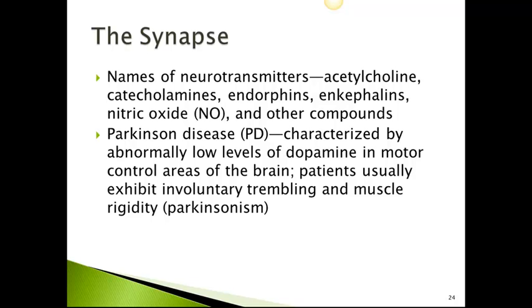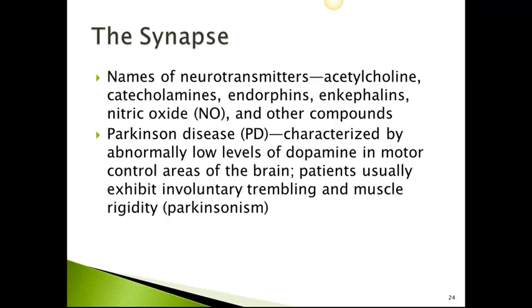The synapse. Neurotransmitters are chemicals by which neurons communicate. There are at least 30 different neurotransmitters within our body. Some examples of neurotransmitters are acetylcholine, catecholamines, endorphins, enkephalins, nitric oxide, and other compounds. Acetylcholine is released at synapses in the spinal cord and neuromuscular junctions.